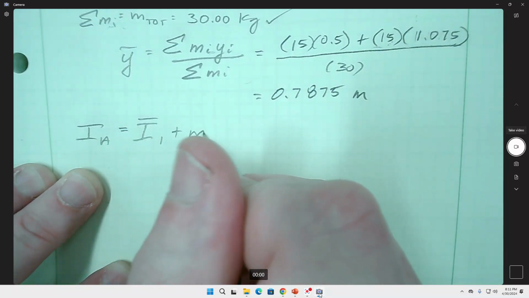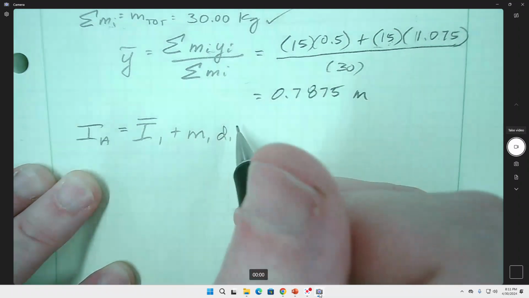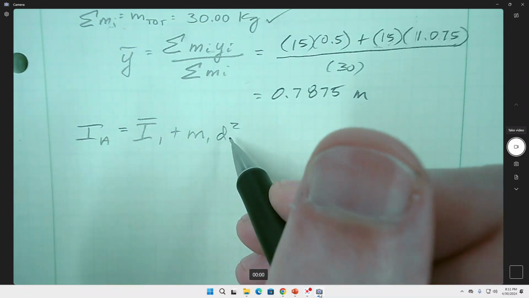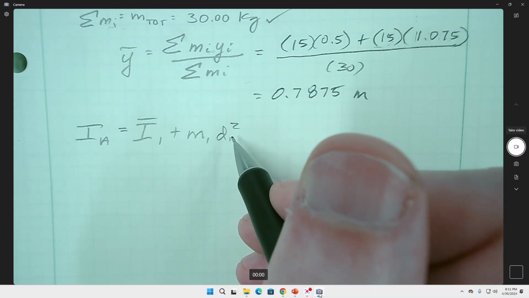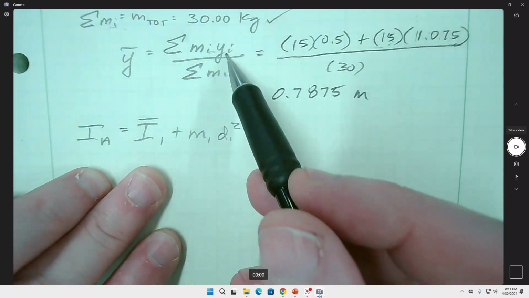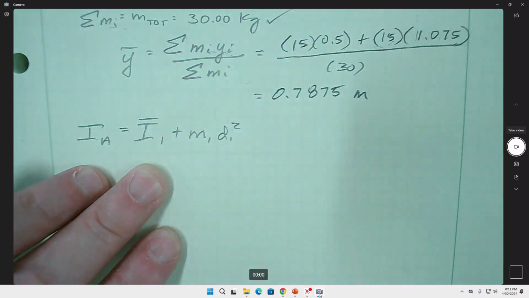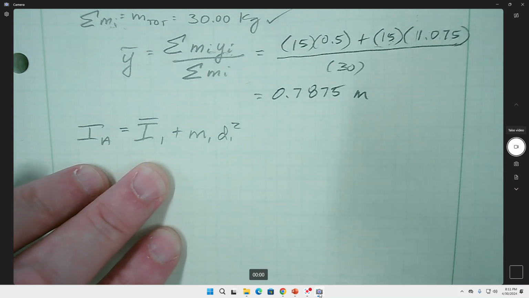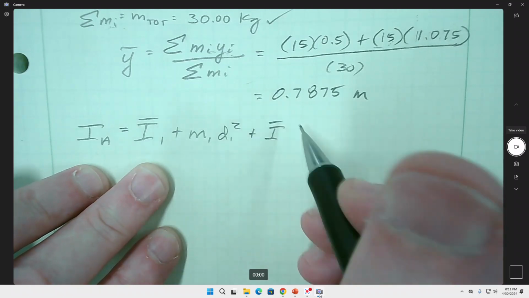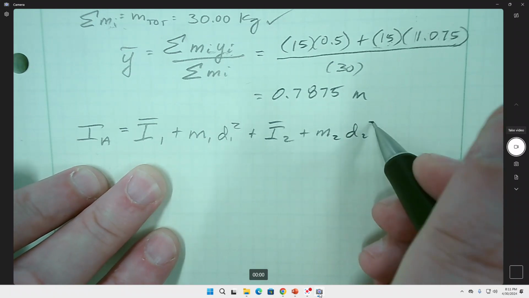I1 plus M1 times, I guess I'll just call it D1. What I call this varies a lot of times, but in many books, D doesn't mean a diameter, it just means the distance that you're going to move that thing. A lot of times, if you set it up in a table, it's going to be the same thing as this Y. It's contextual, it depends which you're using, but in this case, it would be the same thing as that. Plus I2 plus M2 D2 squared.